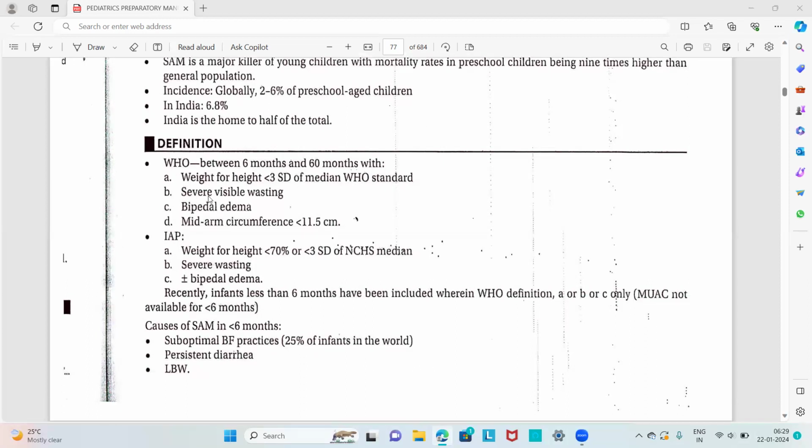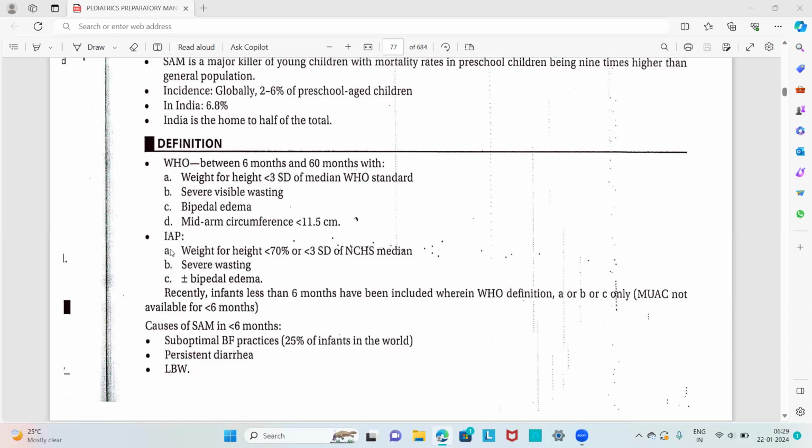Then there will be severe visible wasting, then bipedal edema, and the mid-upper arm circumference less than 11.5 centimeter. So these are the WHO criteria which, when satisfied, define severe acute malnutrition, which usually happens at the age of 6 to 60 months. Then weight for height is less than -3 standard deviation, then severe visible wasting, bipedal edema, and mid-upper arm circumference less than 11.5 centimeter.